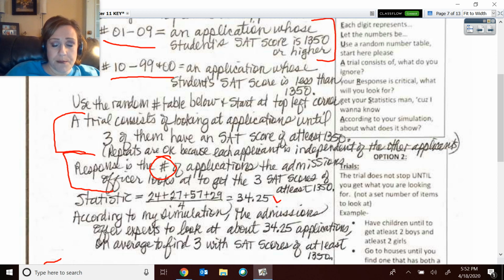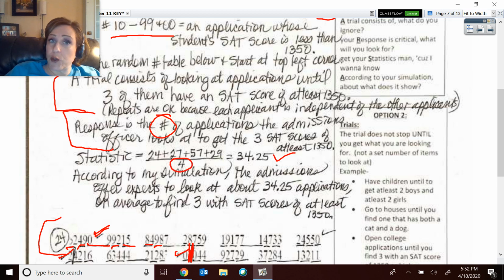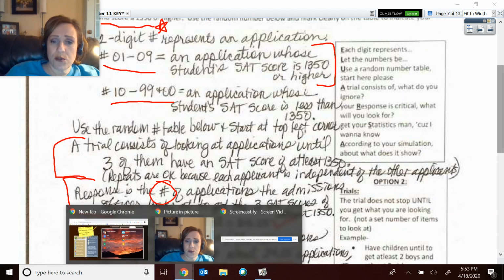So here was my statistic. I ended up doing 34.25 on average because I just was able to complete 4 trials. So according to my simulation, the admissions officer expects to look at about, and remember it can be a decimal, 34.25 because it's an average, on average, to find 3 applications with SAT scores of at least 1350. Okay, so I hope that helps you on those problems on your notes and assignment 1.